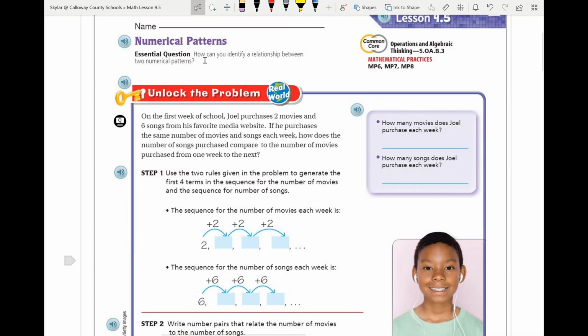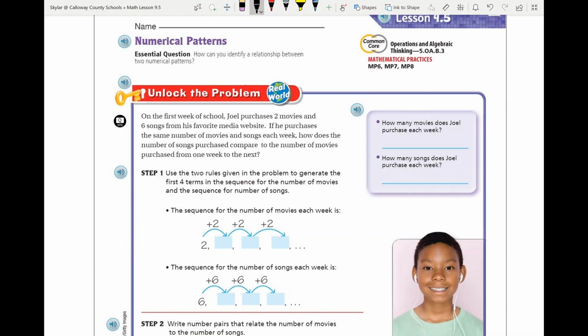So if you'll remember from last time we worked with patterns, there were two terms that we need to know, and that is sequence and rule. And if you remember, sequence is just all of the numbers in the pattern. Rule is just what the pattern is, how it's increasing by. So if your sequence was 2, 4, 6, 8, 10, your rule would be add 2 each time. So let's go ahead and check this problem out, and we'll just get started.